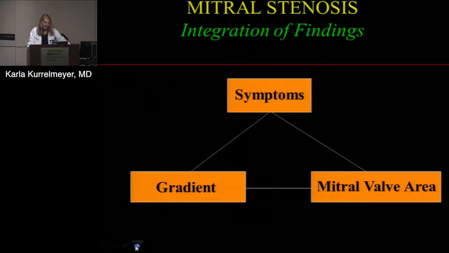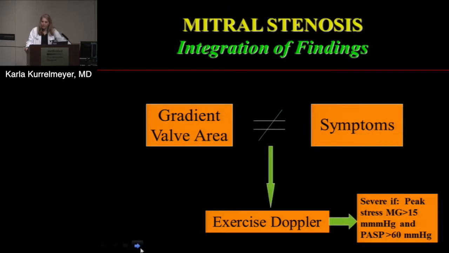So mitral stenosis, like aortic stenosis, is an integration of findings where you have to take into account the symptoms and the mean gradient and the mitral valve area. And sometimes they just don't match. So sometimes the gradient and the valve area look like, oh, this is just mild mitral stenosis, but the patient's having a whole lot of symptoms. And usually these people are humongous, just so you know. That's what I've noticed. They're huge people.